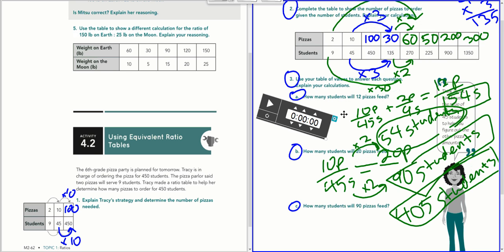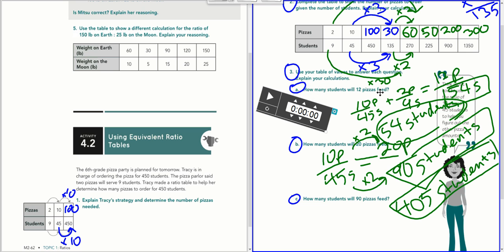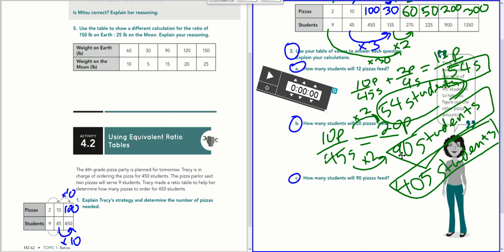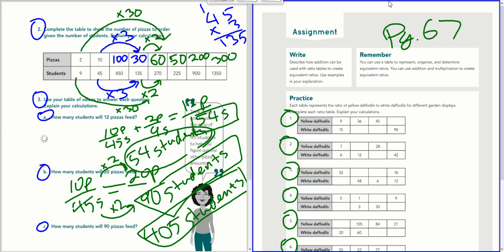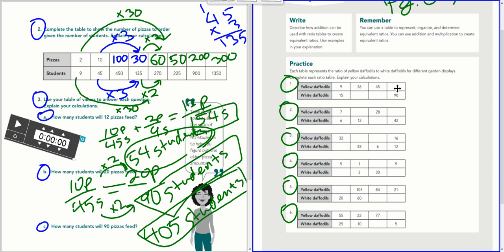And then we can use those patterns to answer questions like, how many students will 12 pizzas feed? They didn't tell us this in the table, but we know that 45 students can be fed by 10 pizzas, and 9 students can be fed by 2 pizzas. So we add those two numbers together, we get 12 pizzas, and we add these two numbers together, we get 54 students.